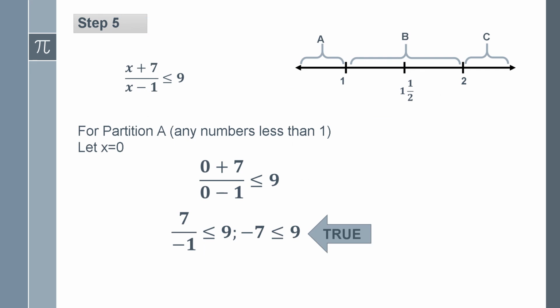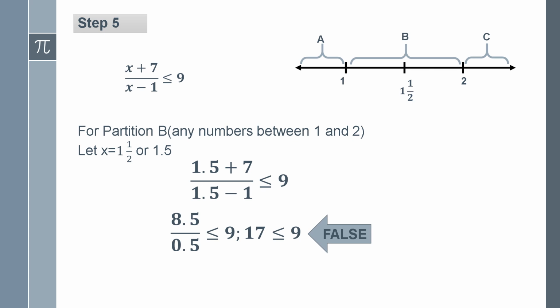Then step 5, we will test a number from partition A that has any numbers that are less than 1. So, naglet ako ng x is equals to 0 para one step difference lang siya. Then, kapag sinubstitute na siya, 0 plus 7 over 0 minus 1. The expression will be 7 over negative 1. So, 7 divided by negative 1 is negative 7. The resulting inequality is negative 7 is less than or equal to 9. Is that true or false? That is true because 9 is larger than negative 7. Therefore, part A or the set A is acceptable.